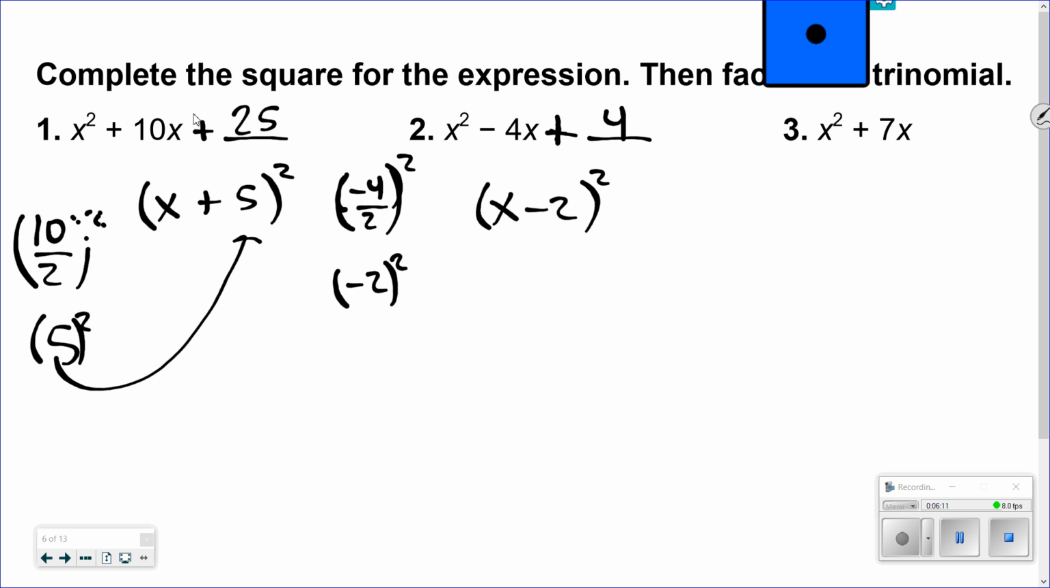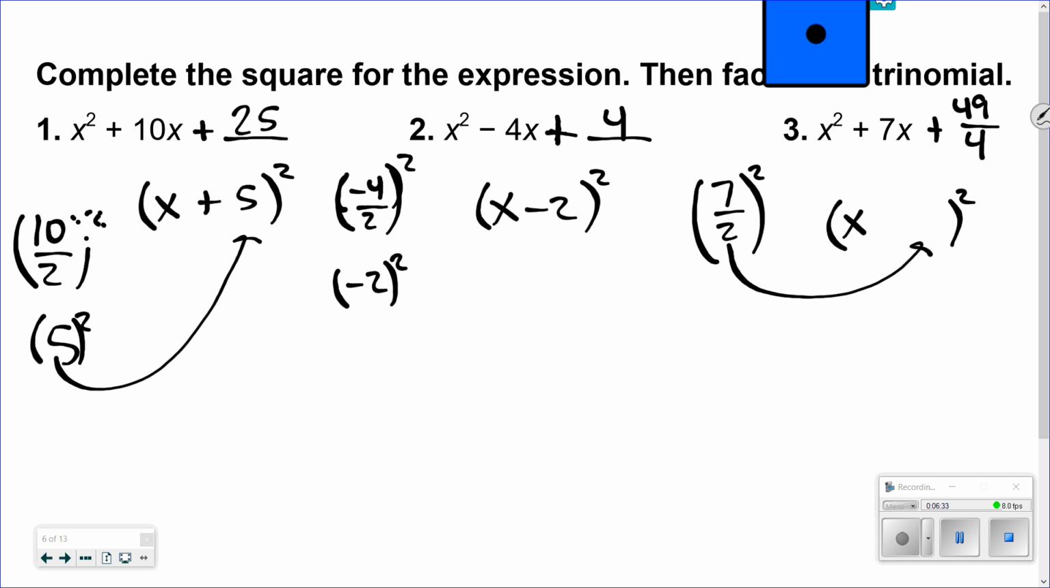Let's do this last fraction one. So I take 7. I divide it by 2. That one does not come out evenly, but that's okay. Just square the top and the bottom. So 7 squared is 49, and 2 squared is 4. So that's what number I have to add to make it a perfect square. And now factor it. X, and that number goes right there. So x plus 7/2 squared.